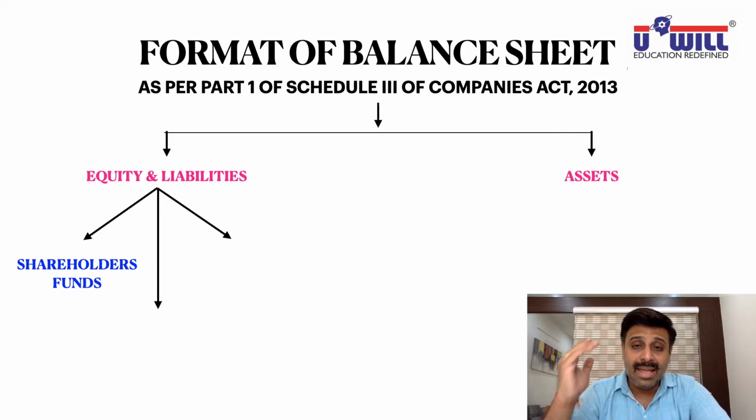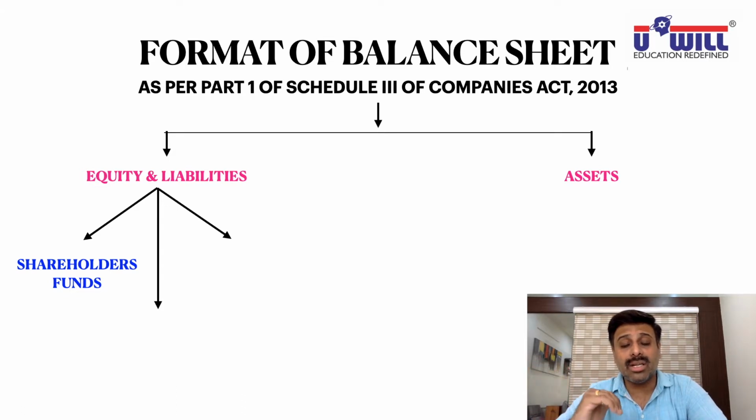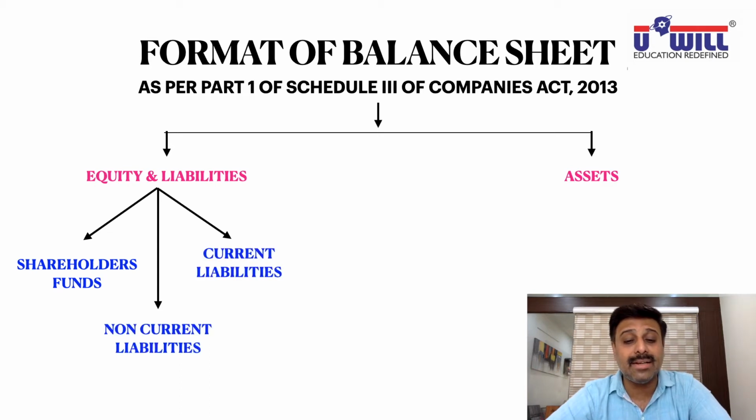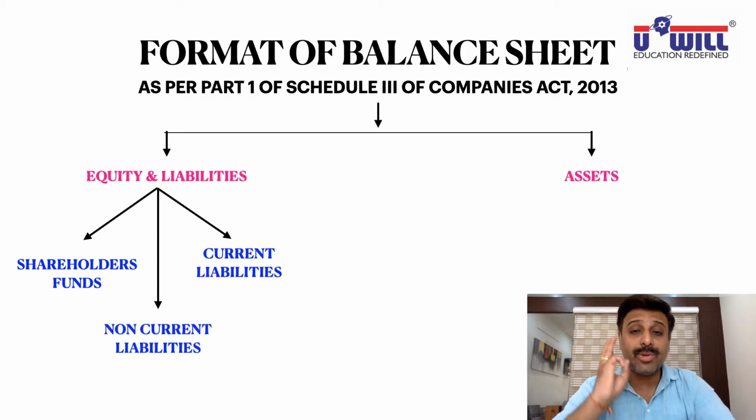Shareholders funds. And liabilities are of two types. Since 11th standard chapter 1 we are studying short-term liability, long-term liability. Long-term means non-current liability, short-term means current liability. So two types of liabilities, non-current liabilities and current liabilities. These are the three main headings in equity and liabilities.